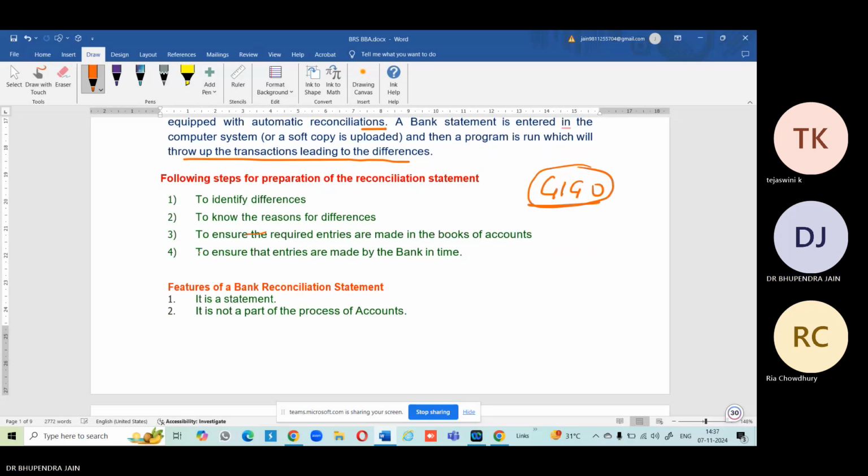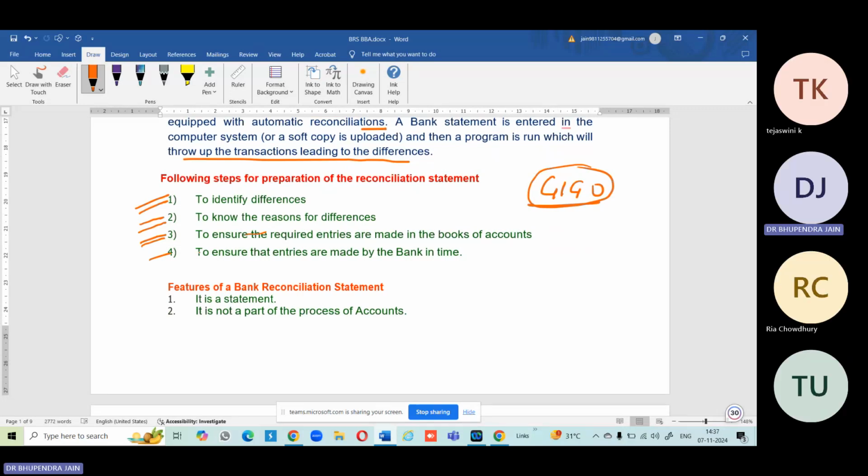Number first is identify the difference. Number second, know the reason for differences. Number third, to ensure the required entries are made in the books of account. Number fourth, to ensure that entries are made by the bank in time. Generally, basically 4 or 5 things we have to understand, we have to think.